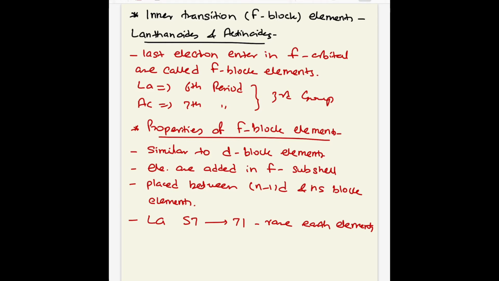Lanthanoid metals are soft in nature. They have moderate density. They have high melting points and boiling points. They react with water to give metal hydroxide and hydrogen gas. So M is any lanthanoid element, and when it reacts with water, it gives metal hydroxide with liberation of hydrogen gas.